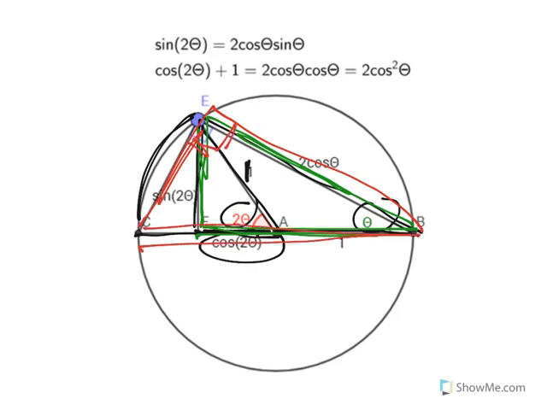Now this red triangle is interesting. It's a right triangle because any triangle inscribed in a semicircle is a right triangle. And its hypotenuse is 2 because it's the diameter of the circle. So if this is theta here, this adjacent side is r cosine theta, and that's why this piece right here is 2 cosine theta.